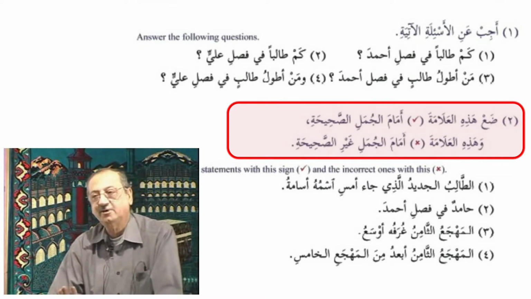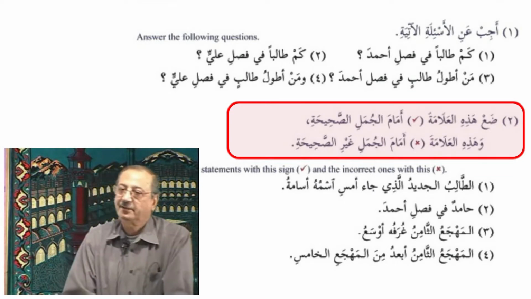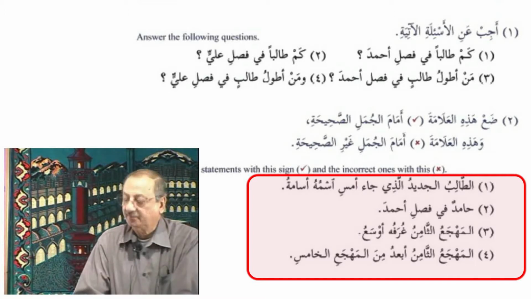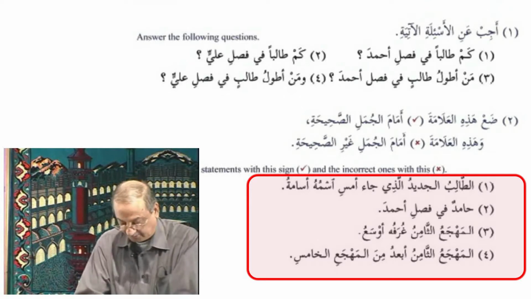Now you have to say right or wrong. This is very easy, brothers and sisters. At-talibul jadidul ladhi jaa amsi ismuhu Usama. Is it correct, brother? It is correct.